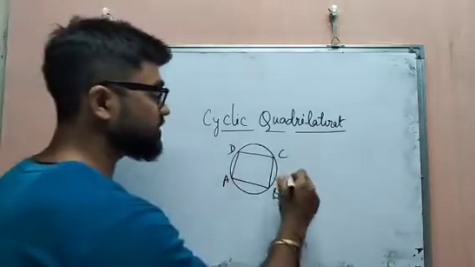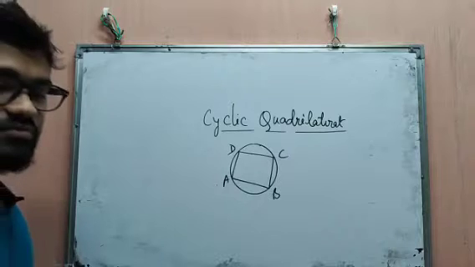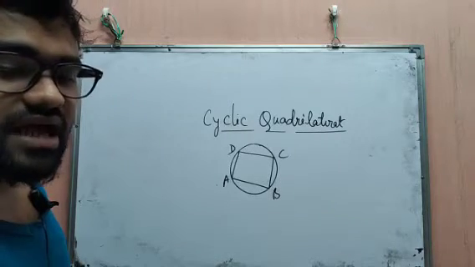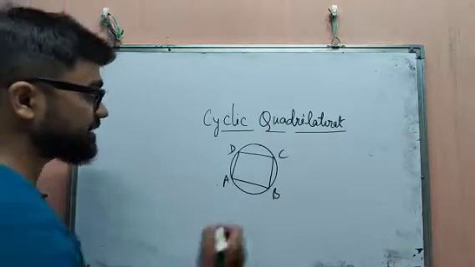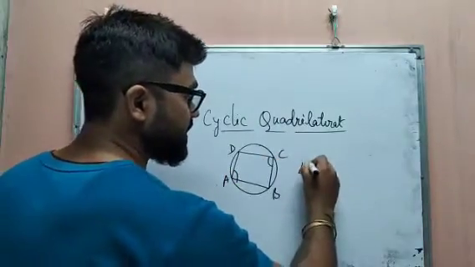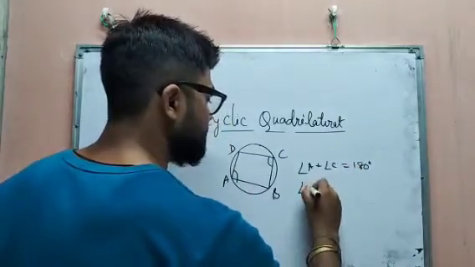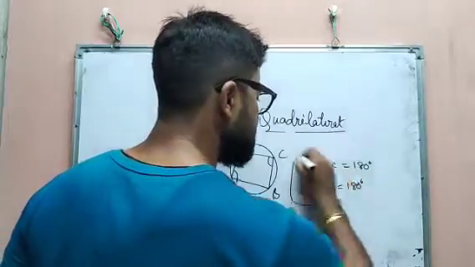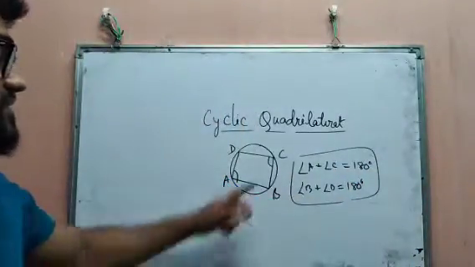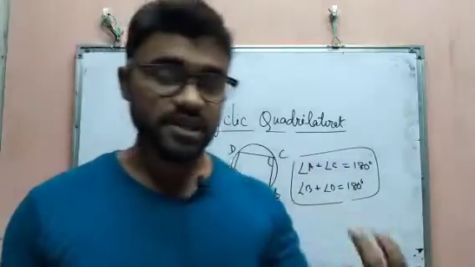So this type of quadrilateral is called a cyclic quadrilateral. Okay, and one very basic property of a cyclic quadrilateral is that the sum of either pair of opposite angles is 180 degrees. That means angle A plus angle C equals 180 degrees, and angle B plus angle D equals 180 degrees. This is the condition. If it is a cyclic quadrilateral, then its opposite angle sum is always 180 degrees.